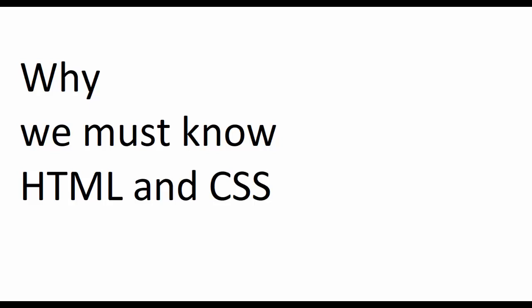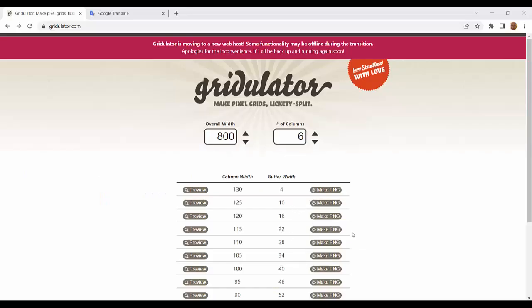In this video, a little bit of first principles in HTML and CSS. The first step in web design is to decide how many columns and which overall width. Decide about the grid: how much overall width, and how many columns inside it. I decided overall width 800 pixels and 6 columns.